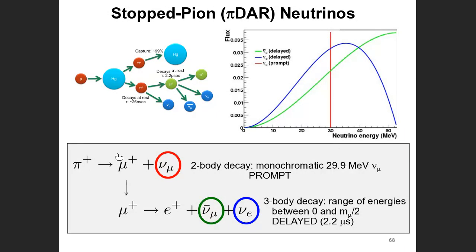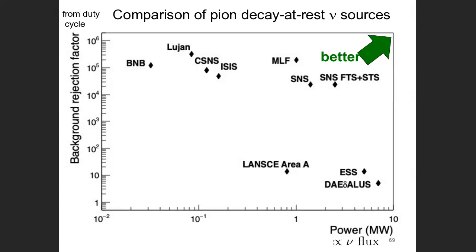This is prompt. And then when the muon decays at rest, you get a three-body decay spectrum, so it's a range of energies up to half the muon mass on the muon decay timescale. This is a well-understood spectrum. These spectra are known very well from our understanding of weak interactions. So this is really a beautiful kind of neutrino source. It's the kind of source that has been used before for neutrino physics, for LSND, for example, and at ISIS.